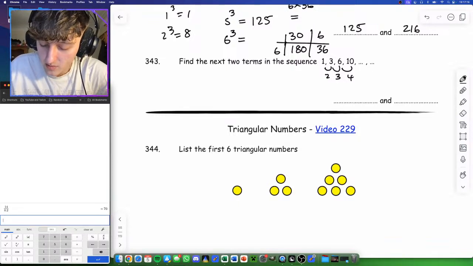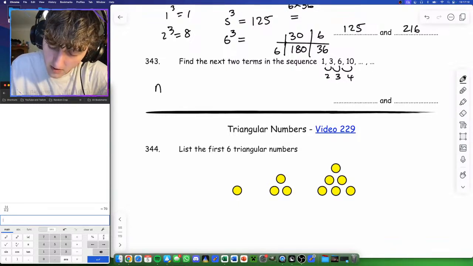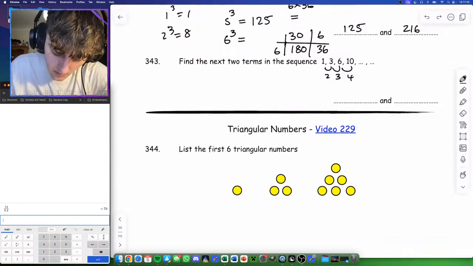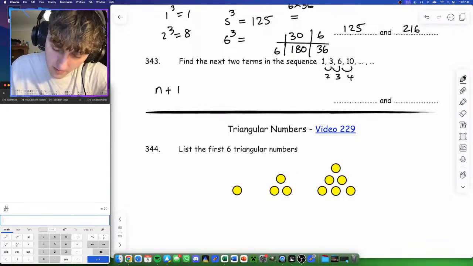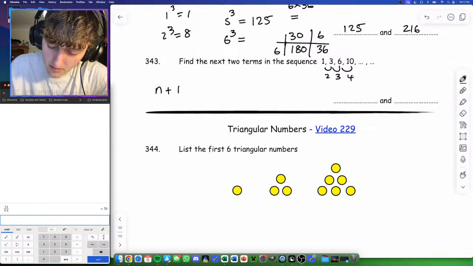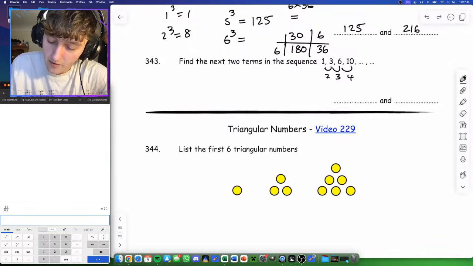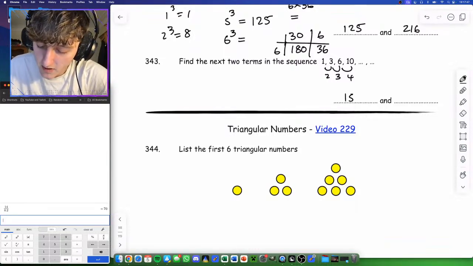So it's going to be n, and then, well, in this case actually, it's just going to be n plus 1, isn't it? Because the first term is, oh no, it's not. But however, if we add 5 on here, it's going to be 15, and then add 6 on to 15, it's going to be 21.